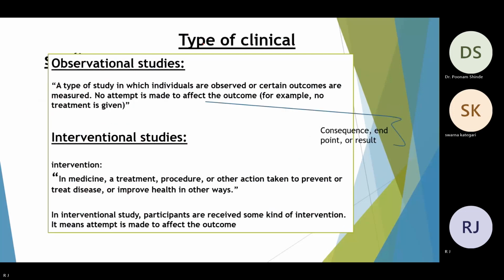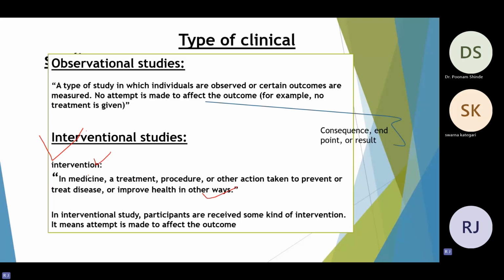Okay. Now we'll see the classification of clinical studies. Mainly there are two types of clinical studies: observational studies and interventional studies. Whatever we have learned so far is regarding interventional studies. Now, what do you mean by interventional studies? Before we learn about interventional studies, first we'll see what an intervention is. Any medicine, any treatment, any procedure, or any action which we take to prevent or treat any disease and improve health in any way, that is called an intervention.